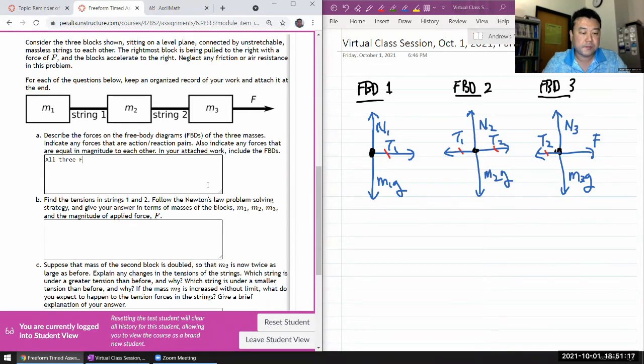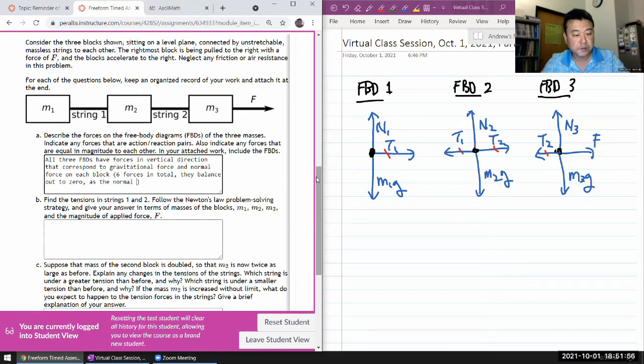All three free body diagrams have forces in the vertical direction that correspond to gravitational force and normal force on each block. They balance out to zero. So that takes care of six forces in total. They balance out to zero as each normal force is equal to each gravitational force. Okay, that takes care of the vertical direction, so I can just focus on the horizontal forces.